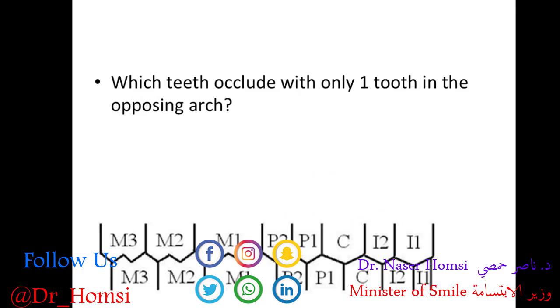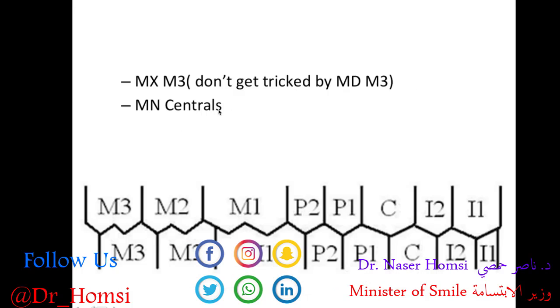All right, here's a question for you. The way I'm going to do this is I'm going to have a question, and then I'm going to have an answer on the next slide. So I'm going to go through this quickly, so you might want to pause on the question, think about it, maybe draw out your own picket fence and answer the question yourself, and then proceed to the answer. Alright, so which teeth occlude with only one tooth in the opposing arch?